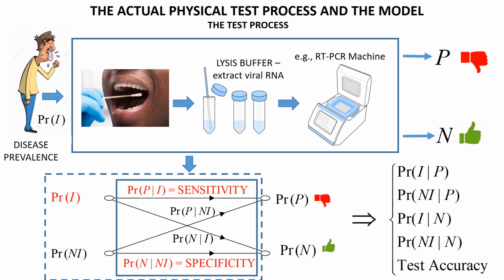So this is the actual physical test process in the model, and you've seen this slide before. We have the priors, PR of I, that's the prevalence, and then we have the whole process of taking the swabs, extracting the viral RNA and then putting it into the machine, and we get either a positive outcome or a negative test result. And that maps into the model below. And from that model, we can work out the 4 posteriori probabilities as well as the test accuracy.